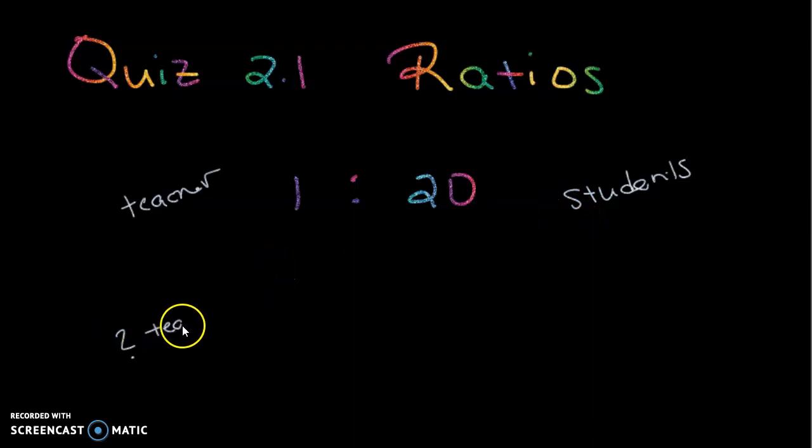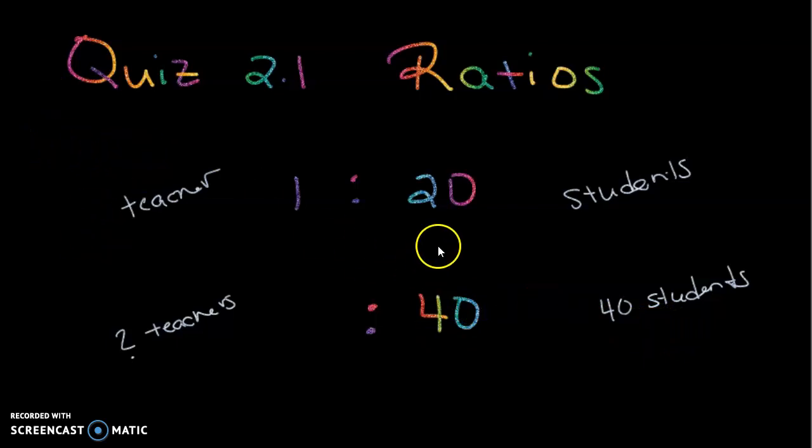How many teachers for 40 students? Okay, so if my new ratio is down here, I all of a sudden am changing to 40 students. So what in the world is happening? Well, if the amount of students doubled, multiplied by 2, I would need to double my amount of teachers. So there would be 2 teachers for 40 students.